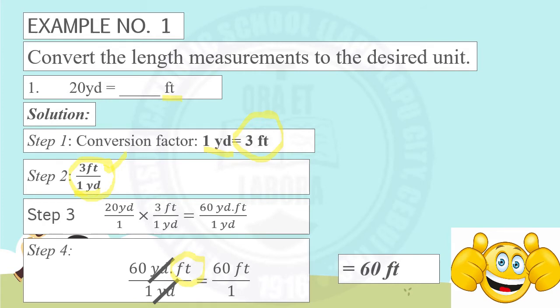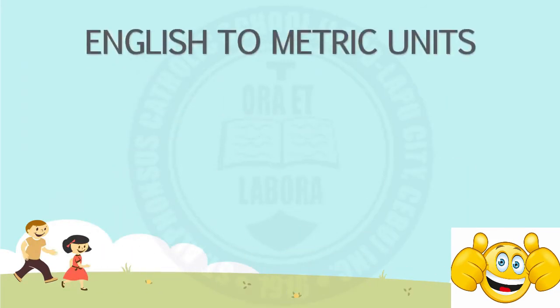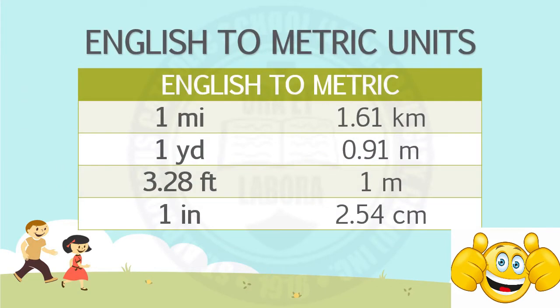Teach you the English to metric units. The conversion for English to metric units: 1 mile is equal to 1.61 kilometers. 1 yard is equal to 0.91 meters. 3.28 feet is equal to 1 meter. 1 inch is equal to 2.54 centimeters. There are lots of other things we can measure, but those are the most common.